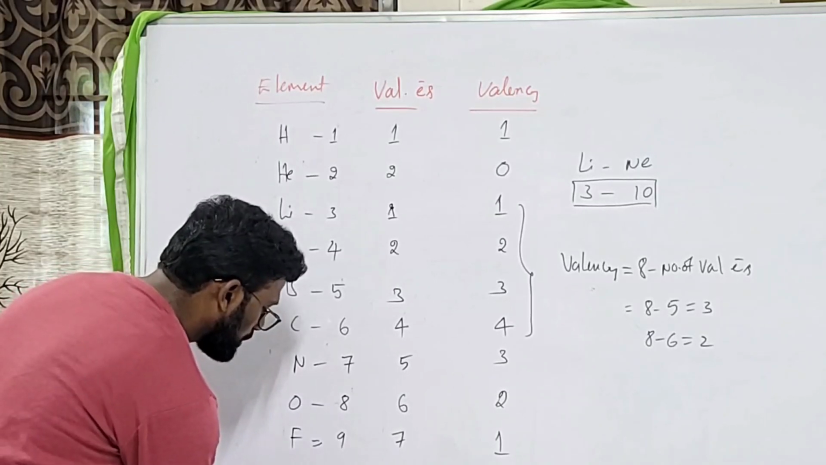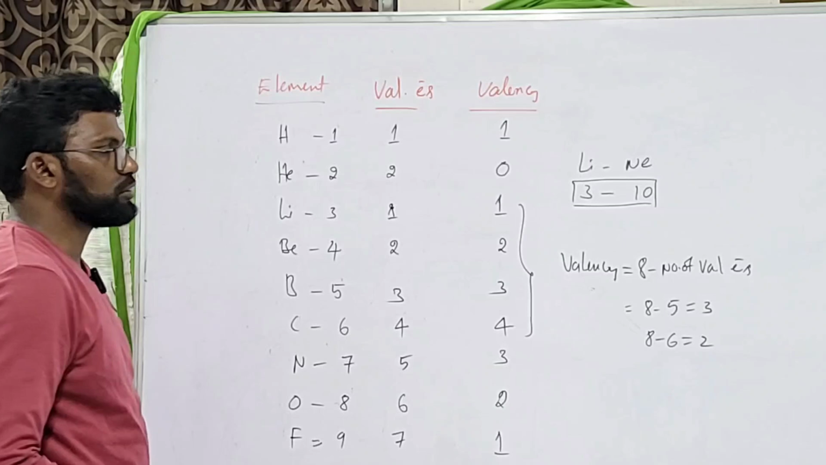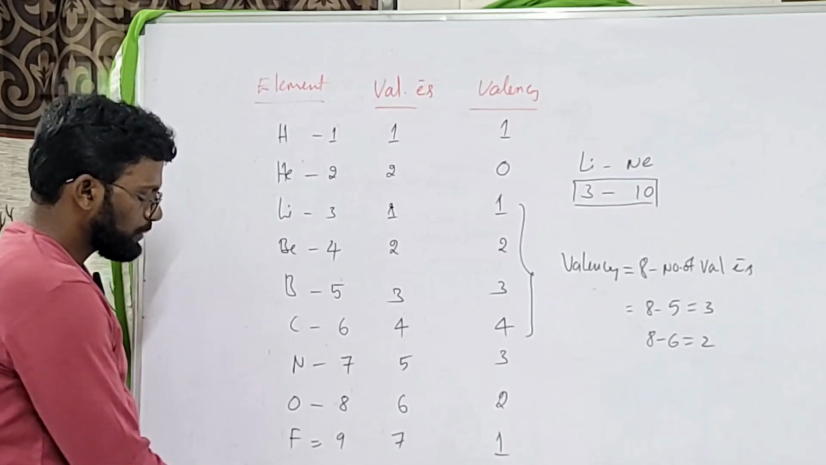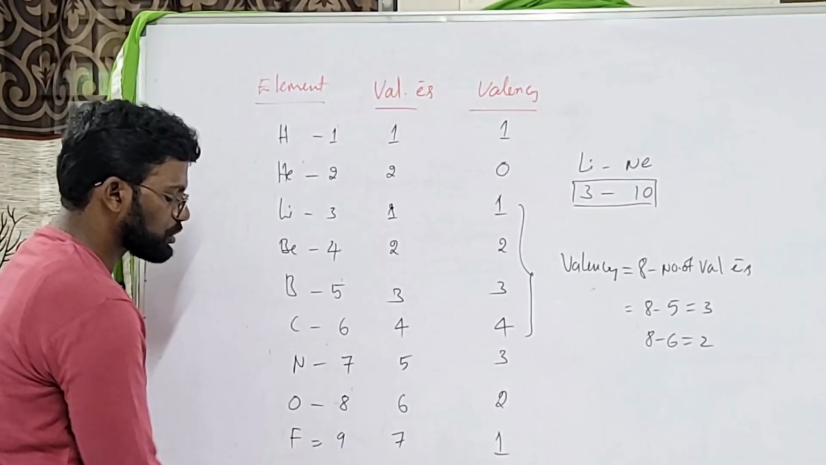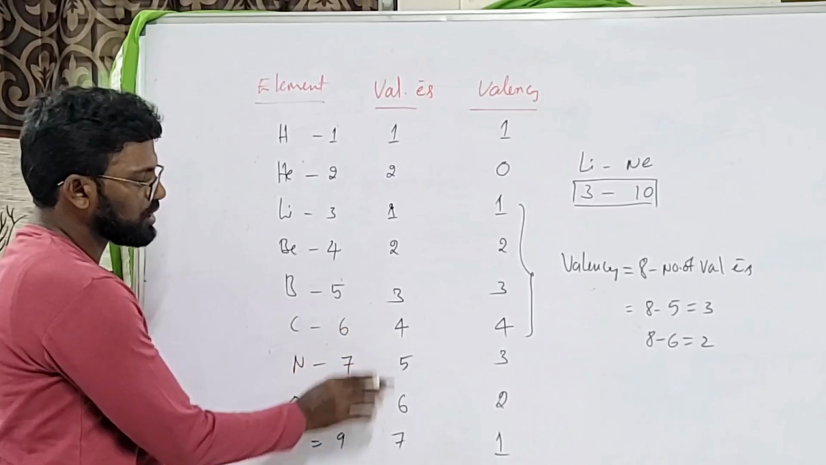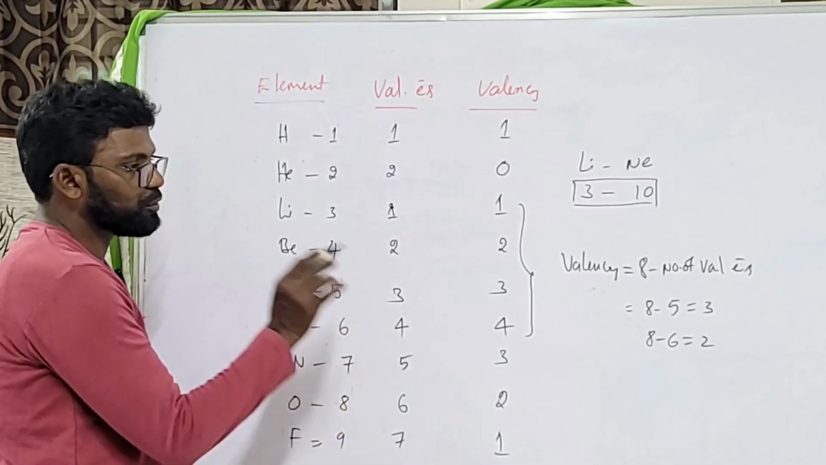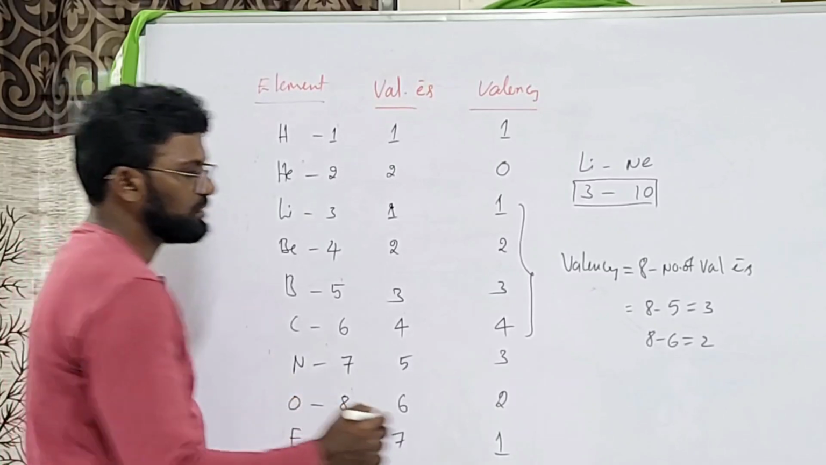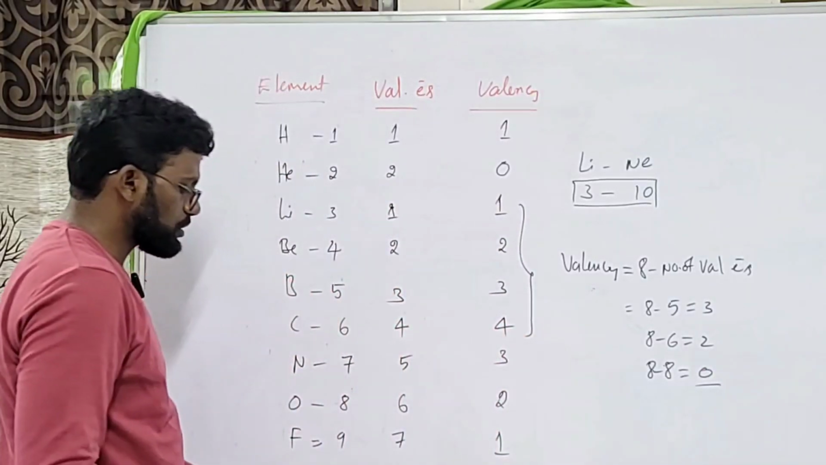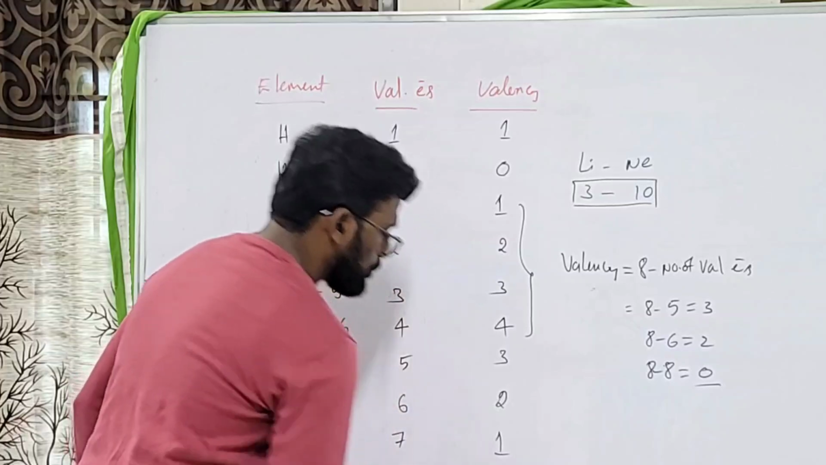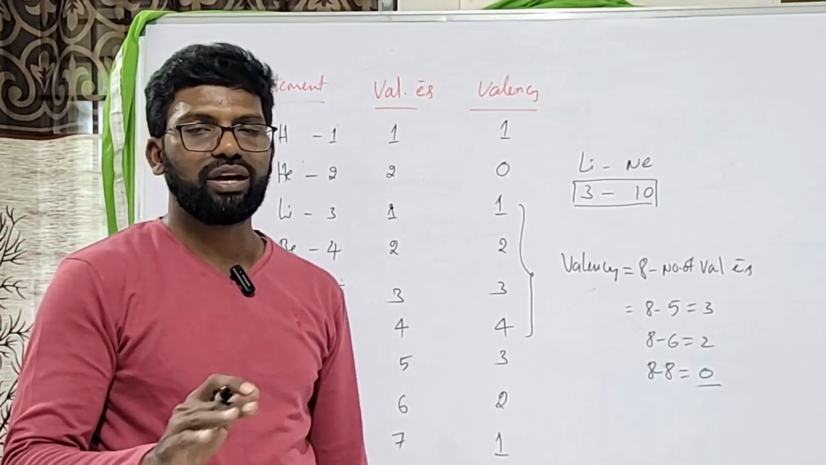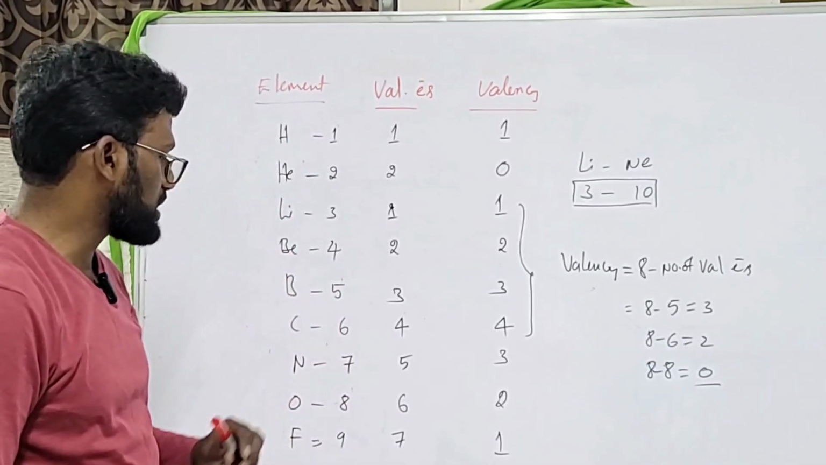And finally, neon. We already discussed that neon is a noble gas element. Noble gas elements have 0 valency. Here, neon's number of valence electrons is 10 minus 2, that is equal to 8. Since it is more than 4, we see the difference between 8 and 8, that is 8 minus 8, equal to 0. So in the case of neon, valency is 0. That means neon is not going to combine with any other element. Its combining capacity is 0.